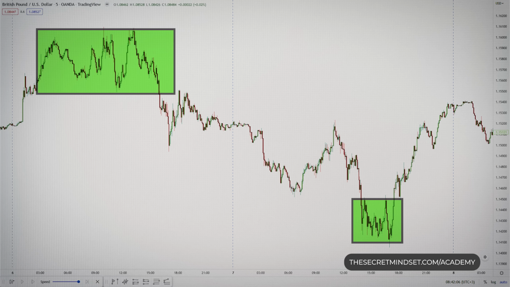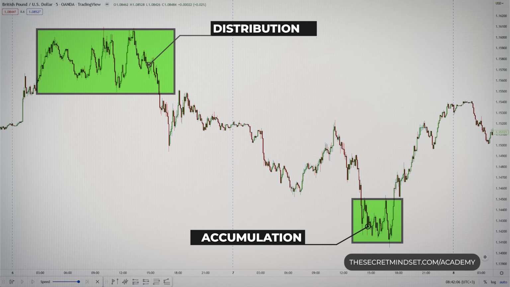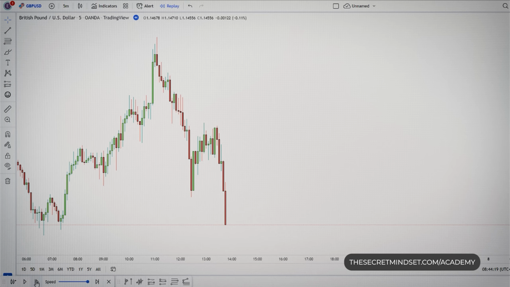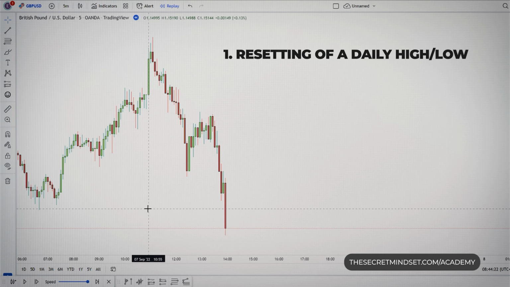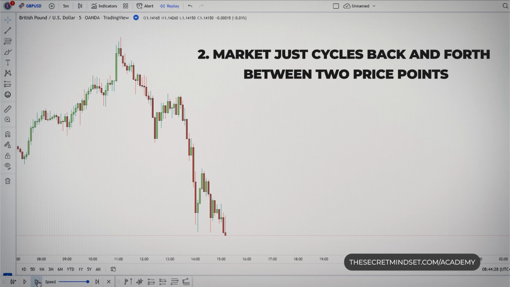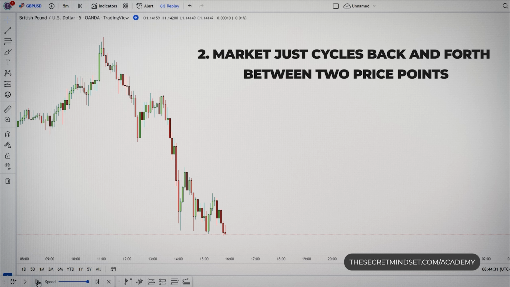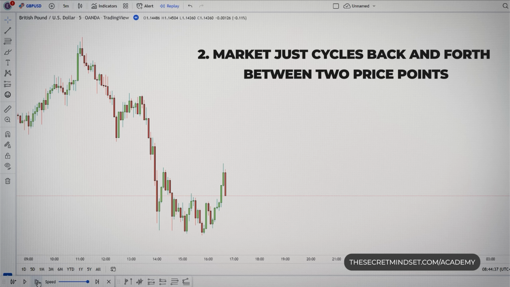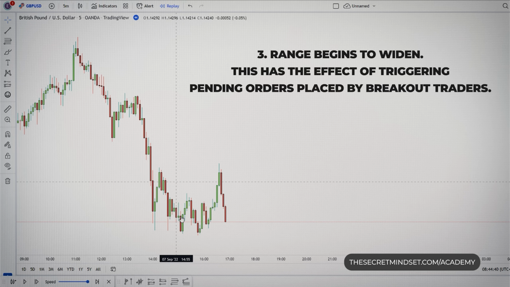Accumulation and distribution periods in the market are a constant process of exchange. The difficulty is to find what variables might indicate that the market is in the accumulation or a distribution phase. It's all very clear after the fact, but to find variables in the live market, it's a harder task. This phase starts with the resetting of a daily high or low. Then follows a period where there tends to be little activity, and the market just cycles back and forth between two price points. After a while, the range begins to widen.